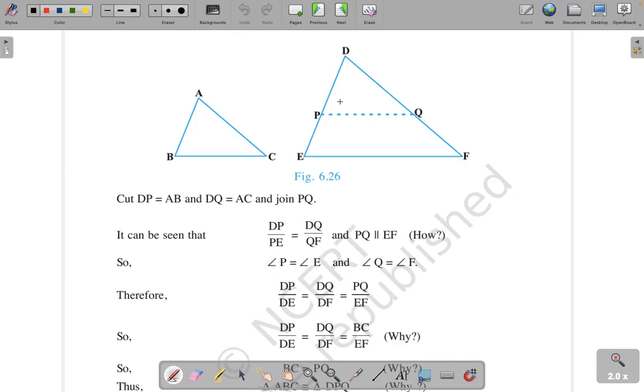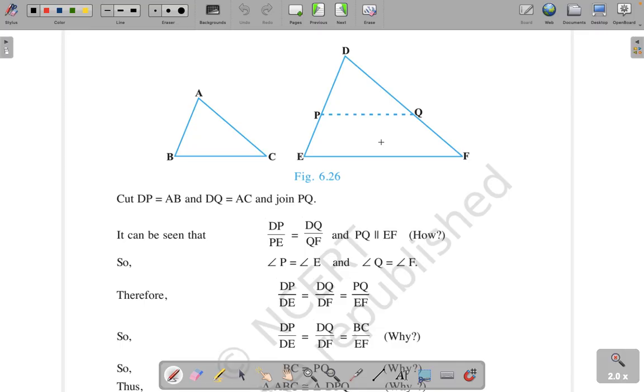Any idea how to proceed further? So sir, we can say that triangle ABC is equal to triangle DPQ. How? It is not given. It is only given that the sides are proportional.